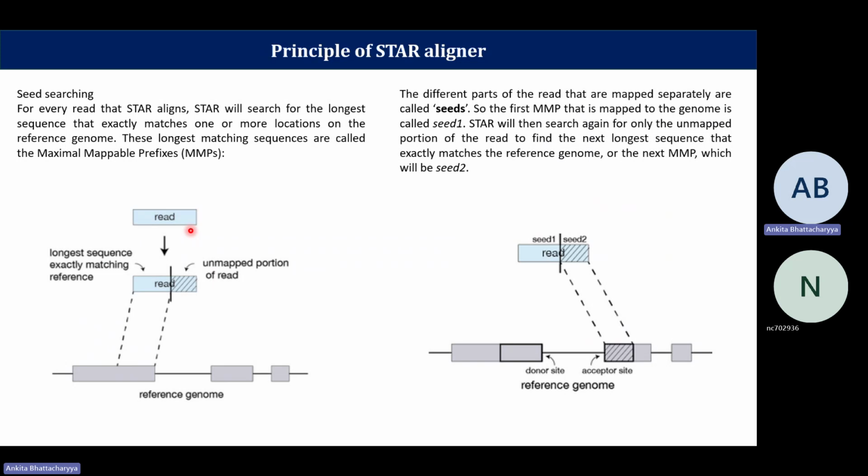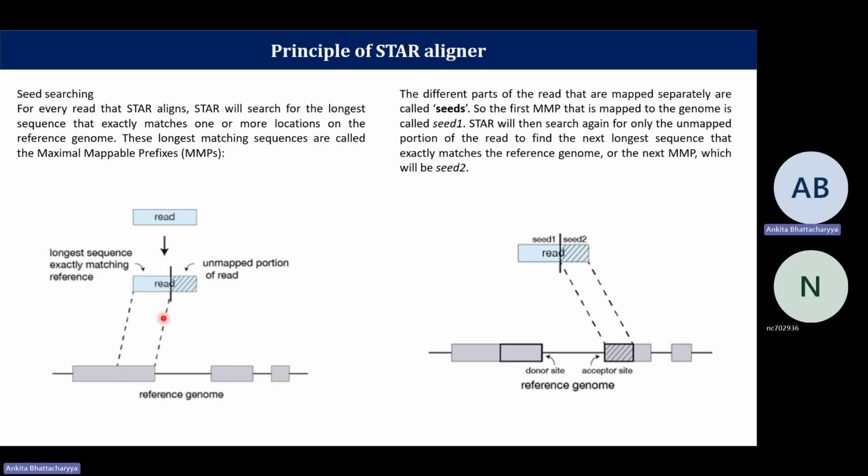You can learn about all of this in as much detail as per your interest whenever you have time. So like I was saying, what this tool basically does is that it searches for the longest sequence that exactly matches one or more locations on the reference genome. So this is your read. Consider this to be a 100 base pair long sequence. Now, when STAR is trying to find regions of homology, or regions of matching between the read and the reference genome, it might so happen that it does not find the complete sequence. All of the 100 base pairs may not be exactly aligning somewhere in the reference genome.